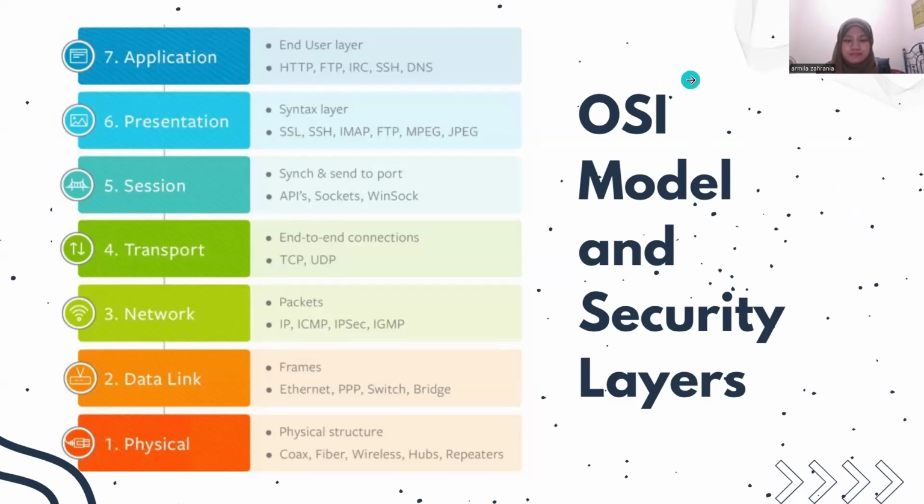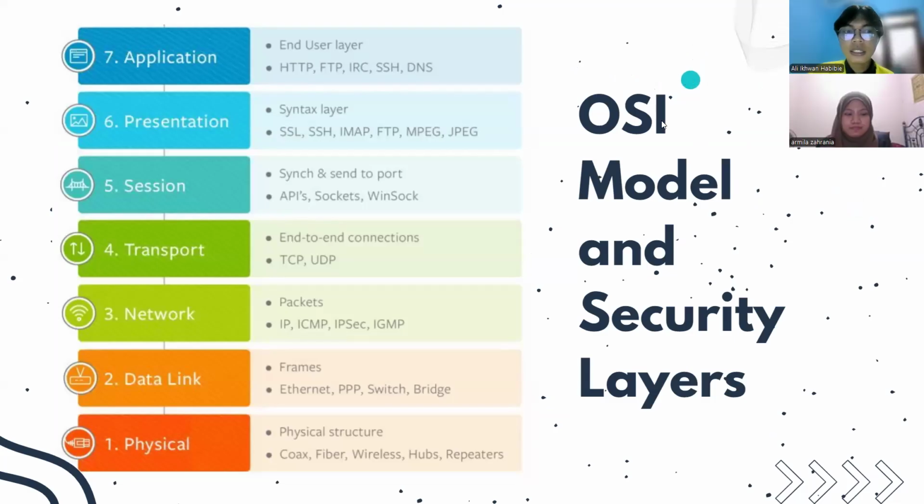Okay, this is the OSI layer. The OSI is Open System Interconnection. It's a seven-layer framework that standardizes network communication and helps troubleshoot network issues efficiently. The OSI model consists of seven layers, each with a specific function.